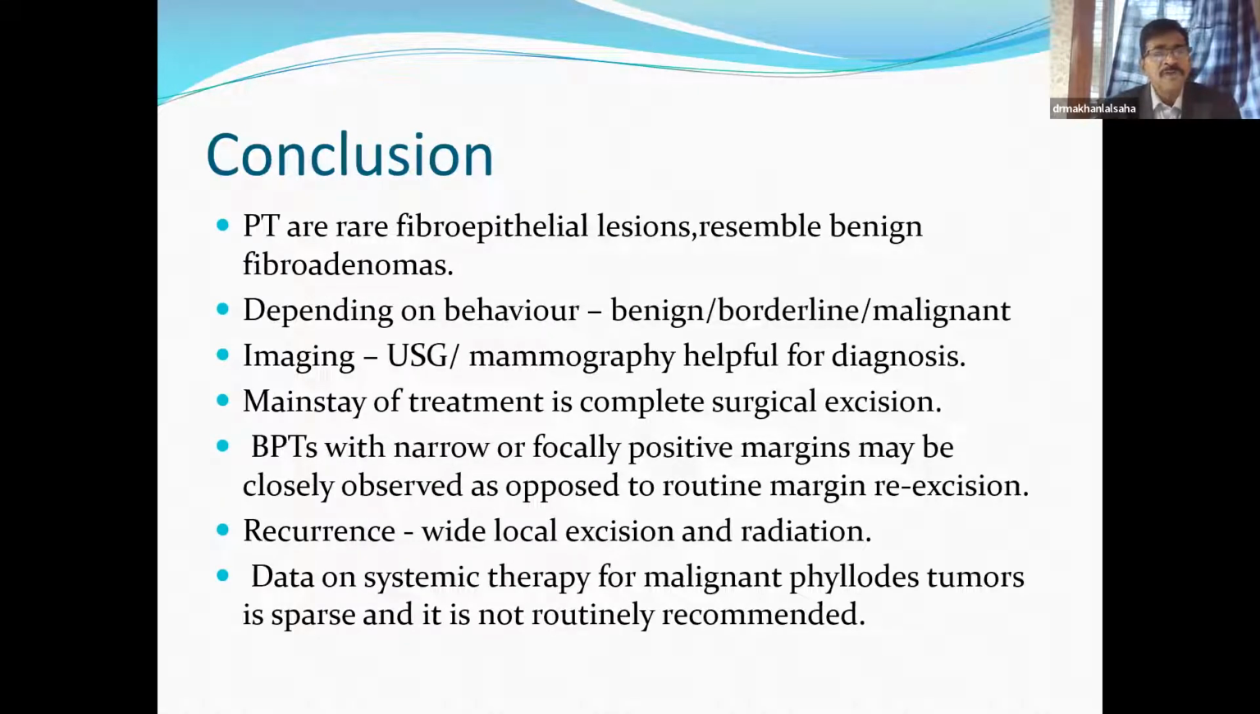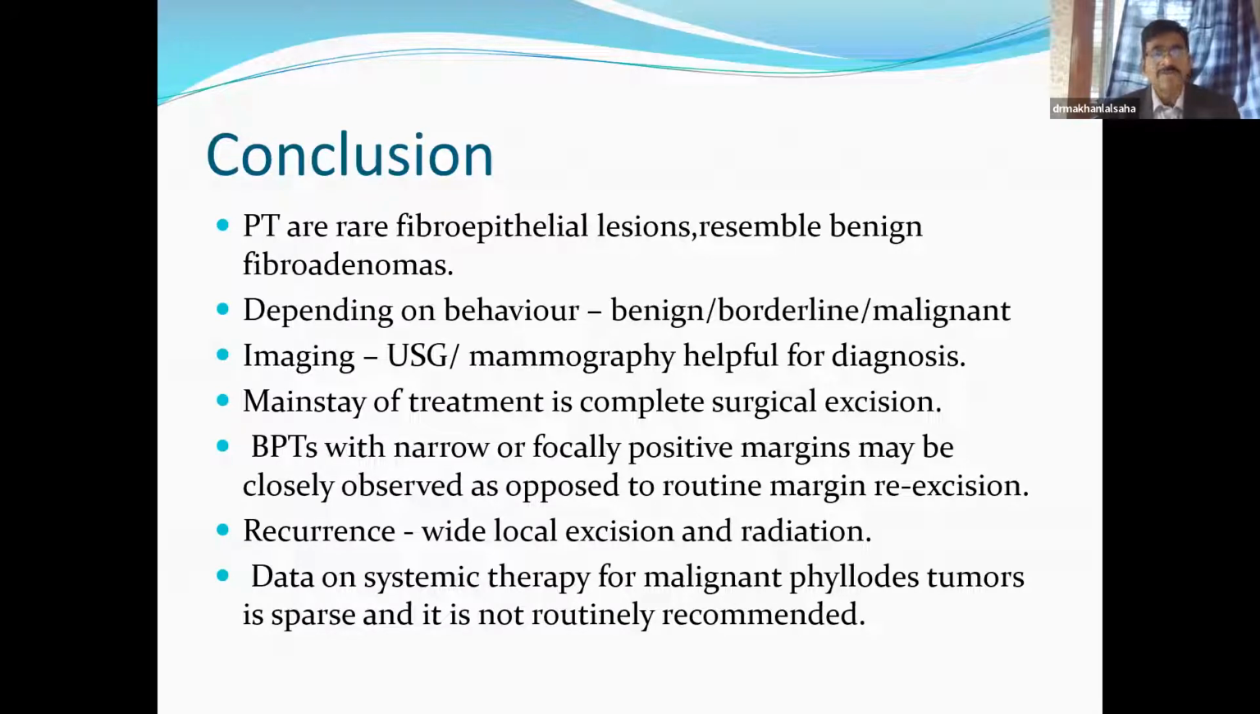So to conclude, phyllodes tumors are rare fibroepithelial lesions resembling benign fibroadenomas. Depending on the behavior, they can be classified as benign, borderline, or malignant phyllodes tumors. Imaging is required for diagnosis. Most commonly, USG and mammography are used for diagnosis. In some cases, you may resort to doing MRI, which shows typical findings of a phyllodes tumor. The mainstay of treatment is complete surgical excision.